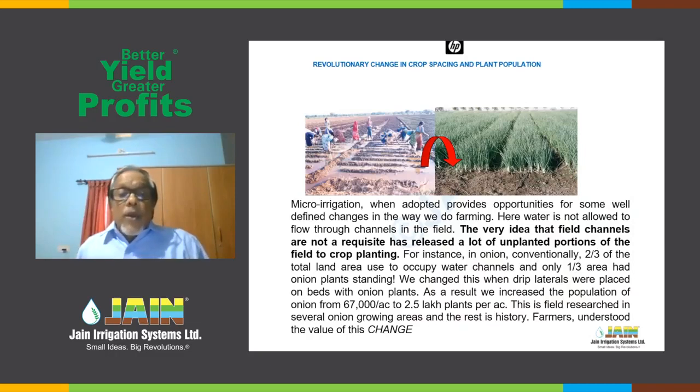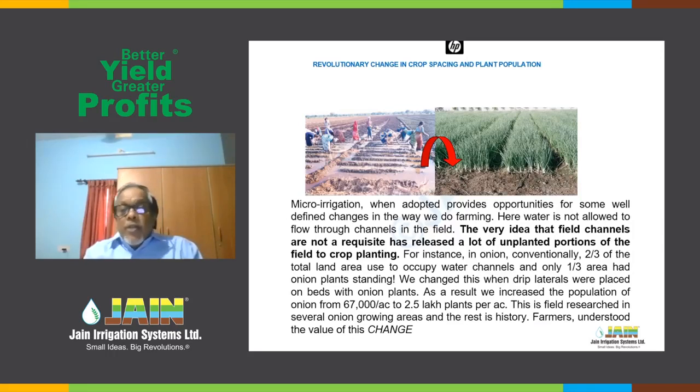Here, water is not allowed to flow through channels. The very idea that field channels are not a requisite has released a lot of unplanted portion of the land for cropping. That's what happened in the second case. If you see, the so-called places where water would have been flowing is also planted with the onion plants, because moisture is made available to the crop by the wet soil, not flowing water.